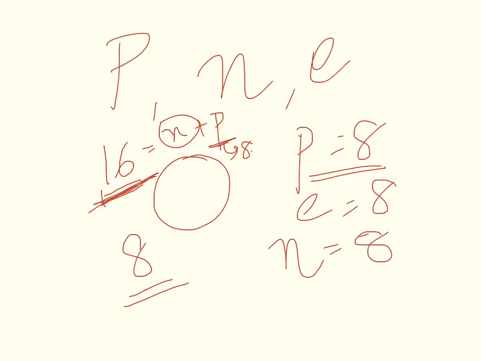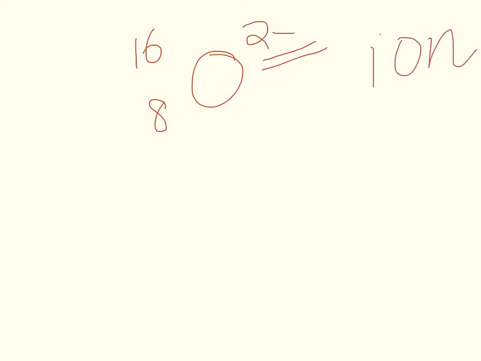Now you might see another type of problem that might look like this. Oxygen 16, 8, 2 minus. What does this mean? This means that this is not a neutral atom. This is a negatively charged ion. Negatively charged ions are known as anions. What does that mean? That means that there are more negatively charged particles in this species.